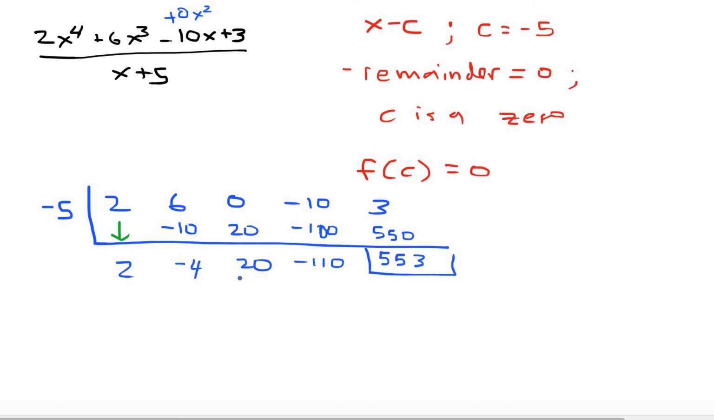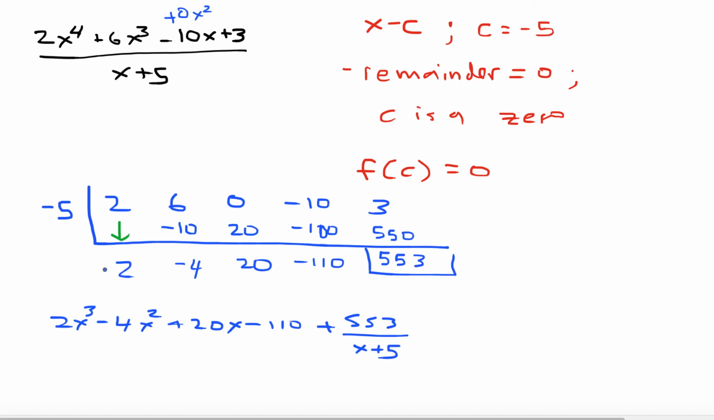So this is the quotient, this is the answer. Once we divide these, the answer should be what? 2x cubed minus 4x squared plus 20x minus 110 plus the remainder over the divisor. So this is the answer.